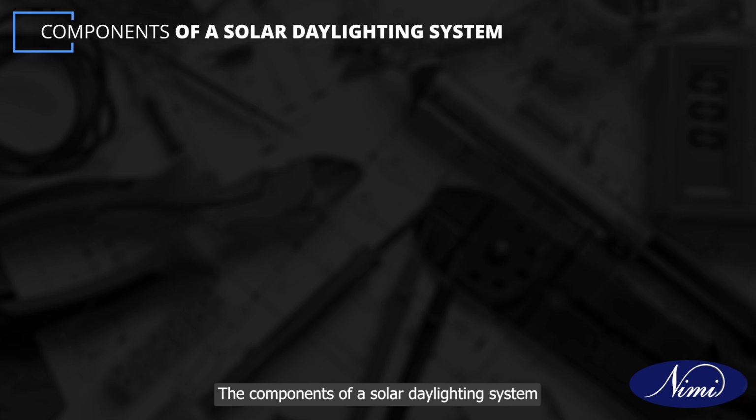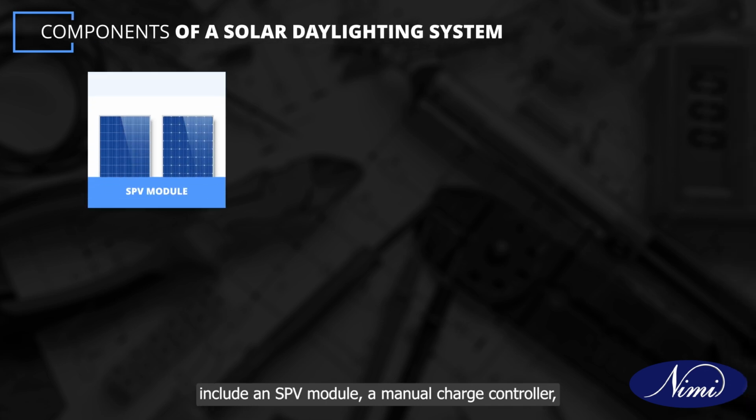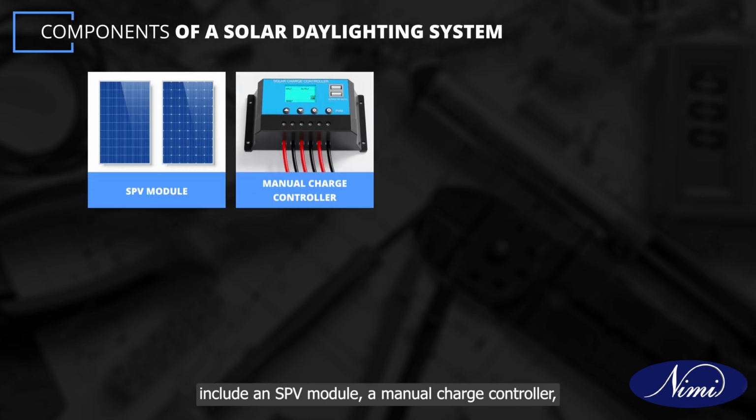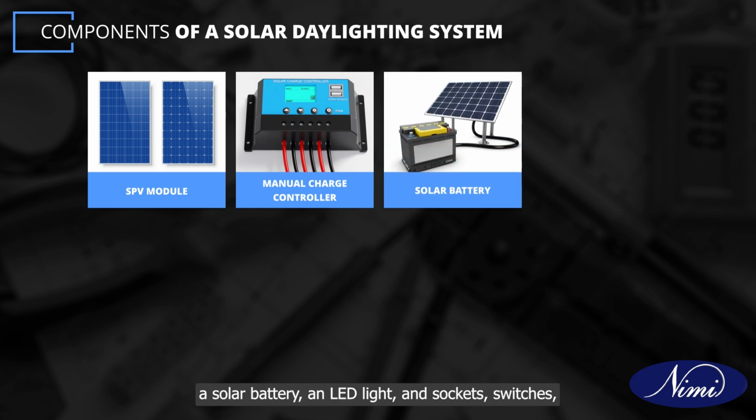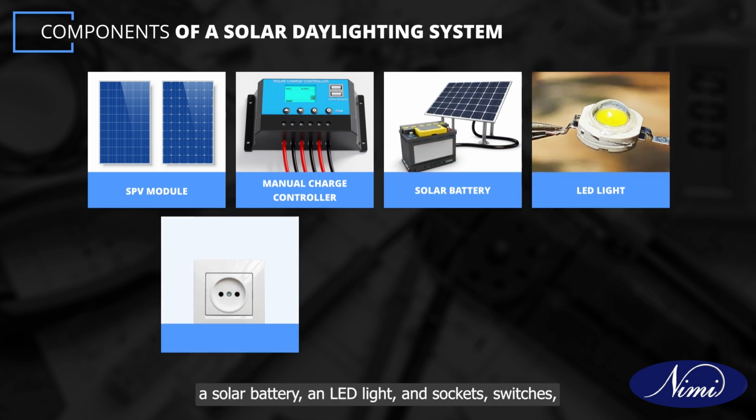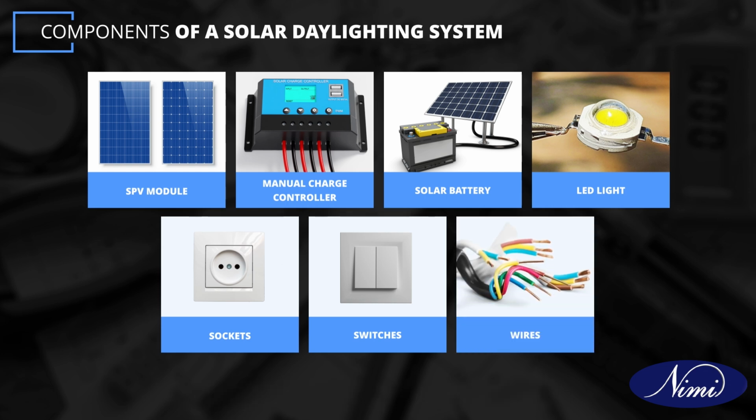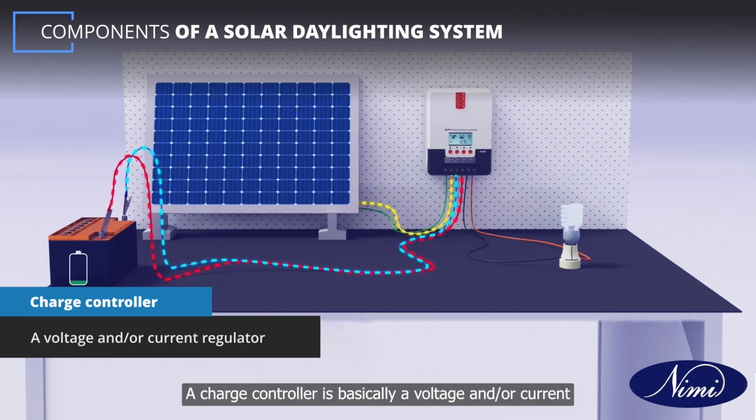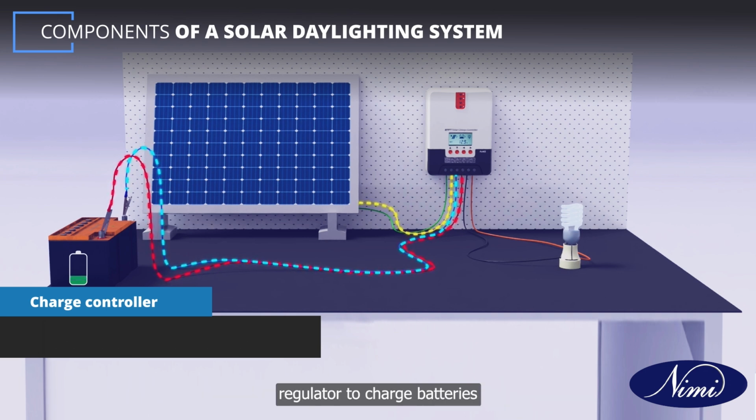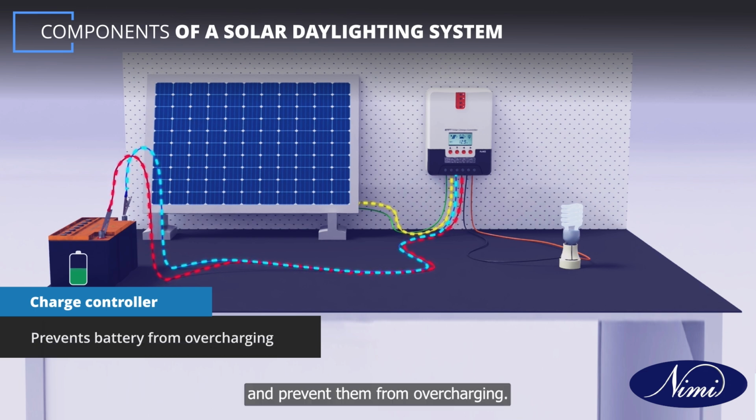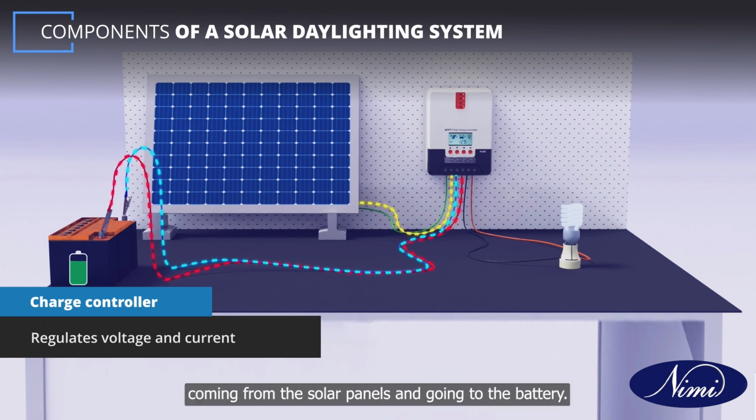The components of a solar day lighting system include an SPV module, a manual charge controller, a solar battery, an LED light, and sockets, switches, and wires as necessary. A charge controller is basically a voltage and/or current regulator to charge batteries and prevent them from overcharging. It regulates the voltage and current coming from the solar panels and going to the battery.